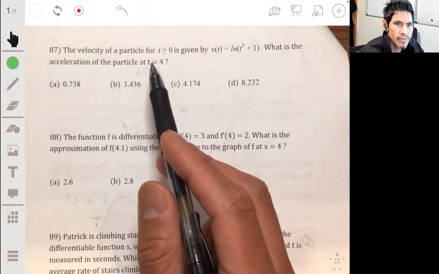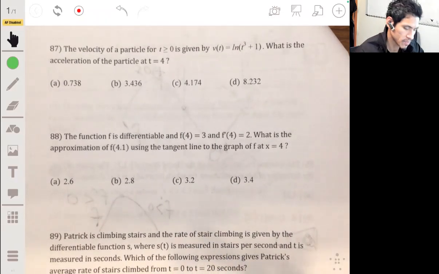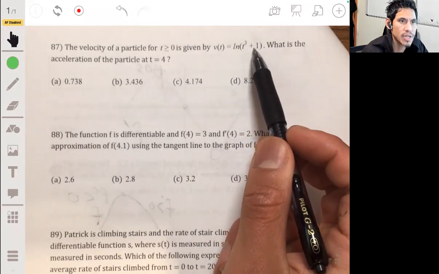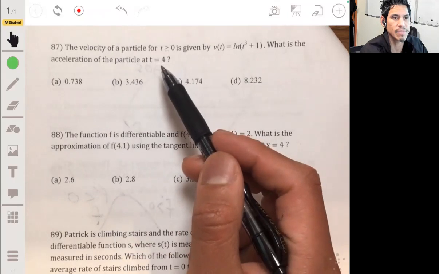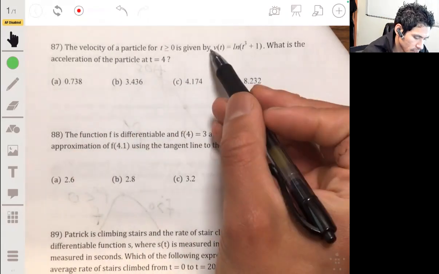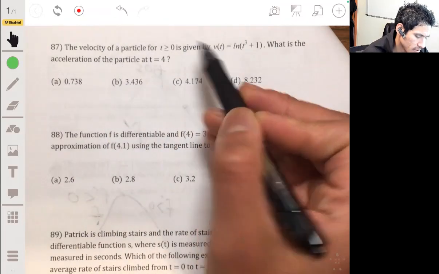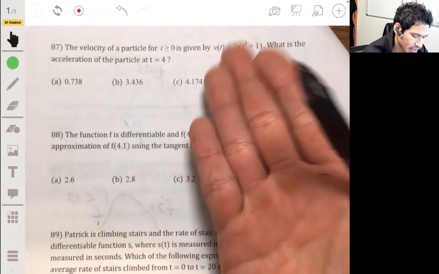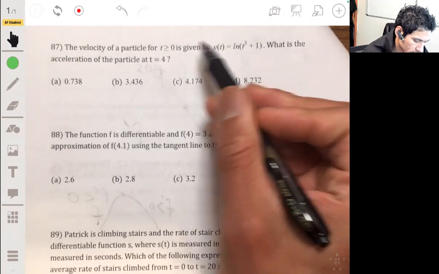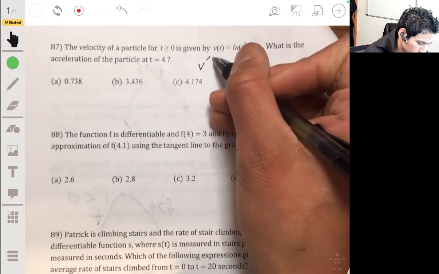All right, problem 87. We have the velocity of this particle given by this equation here, the natural log of t cubed plus 1. We've got to find the acceleration at time t equals 4. This is actually pretty simple because as long as you know that acceleration is the derivative of velocity, all you have to do is take the derivative of this and evaluate it at 4. So we just want to find v prime of 4.